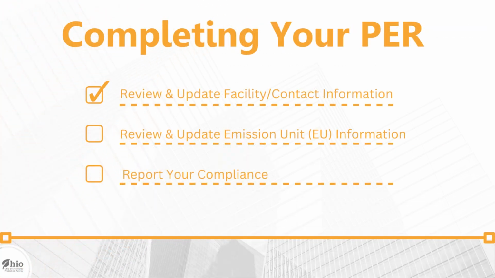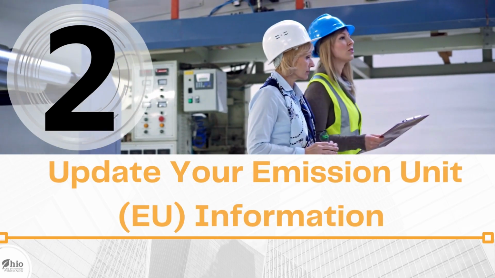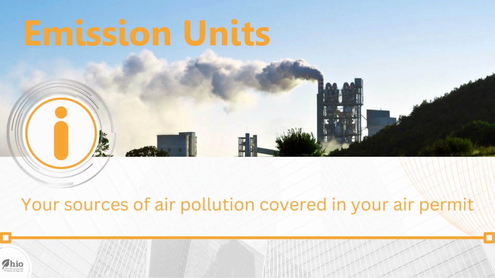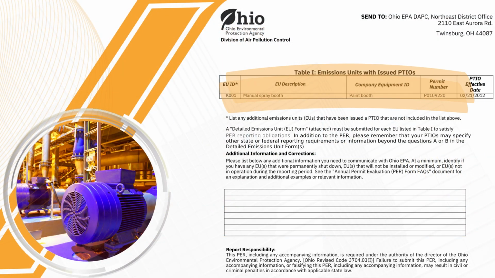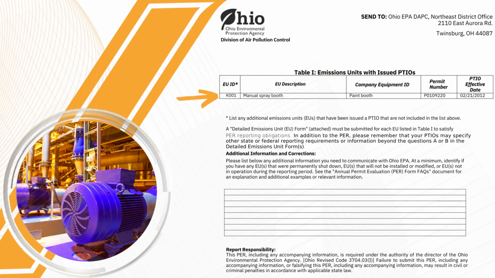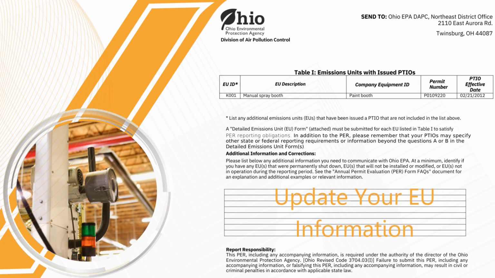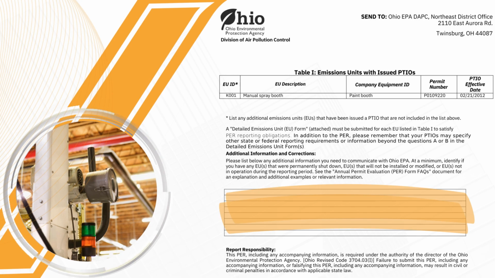After you've updated your facility and contact information, it's time to review and update information about the equipment or operations covered in your air permit. These are known as emission units. The table on the top of this page summarizes the equipment and operations that are covered in your air permit. Again, these are known as your emission units. If you've had any changes with your emission units, you can provide updated information in the blank table below.